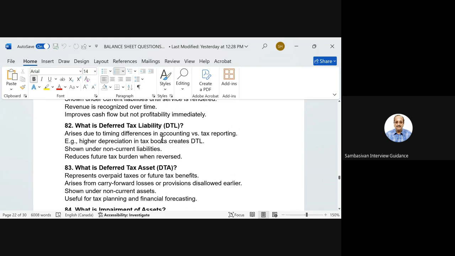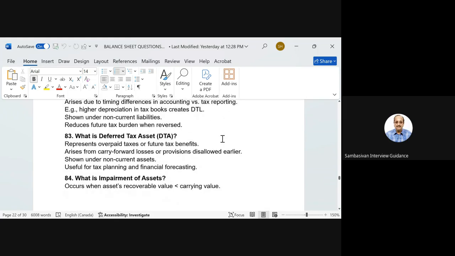Yes, sir. Continue. What is deferred tax asset? It represents overpaid taxes or future tax benefits.